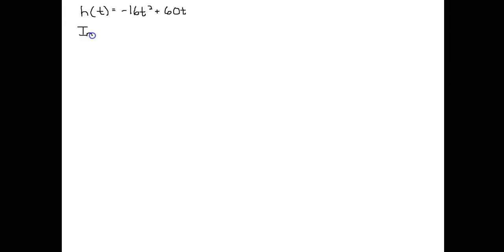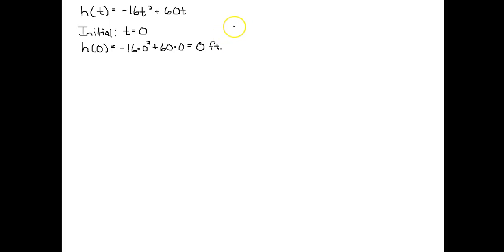And for the initial height, your t is 0. It hasn't been hit yet. So you find h at 0, and that'll tell you the initial height of your golf ball, because 0 seconds have passed if you haven't hit it yet. And you get 0. So that makes sense. It's 0 feet off the ground at 0 seconds, the initial height.